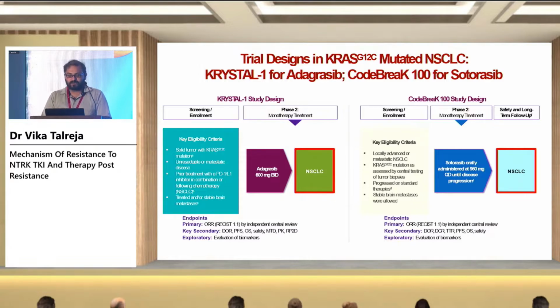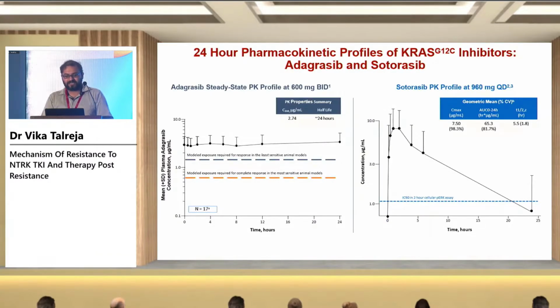The KRYSTAL study was the adagrasib study, and CodeBreaK was the sotorasib study. Both were in unresectable metastatic settings, after prior treatment with PD-L1 inhibitors or in combination with chemotherapy. The primary endpoint in either of them was the overall response rate. The secondary endpoints were duration of response, disease control rate, and overall survival. Adagrasib was given at 600 milligrams twice daily, and sotorasib at 960 milligrams once daily. You could see a steady state profile for the 24-hour pharmacokinetics.